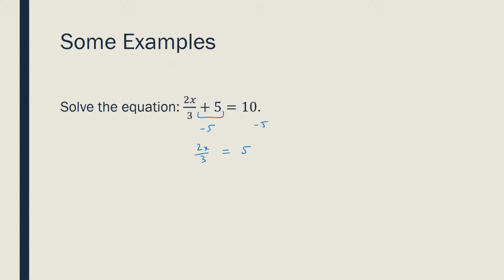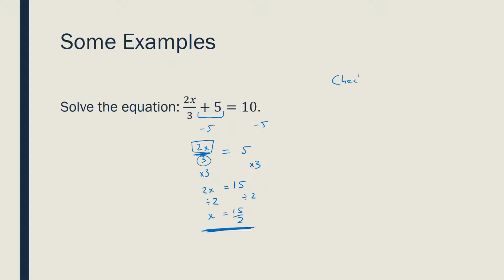Now the next furthest thing from the x is the 3, because the whole numerator, so the 2 and the x, are being divided by the 3. So we have to multiply both sides by the 3. This gives us 2x equals 5. And now finally we want the x by itself, so we're going to divide both sides by 2, which gives us, here when we multiplied by 3, we need it to become 15, and here it becomes 15 over 2.